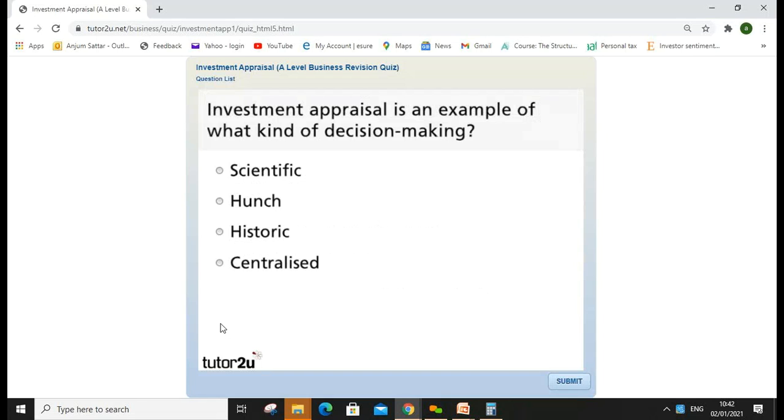Okay, next now. Investment appraisal: what kind of decision is it? Is it scientific? Is it a hunch, which is based on various assumptions, or is it historical, or is it centralized? Which one? What do you think? A, B, C, or D?